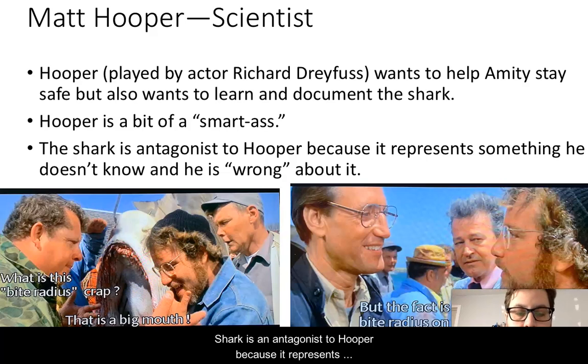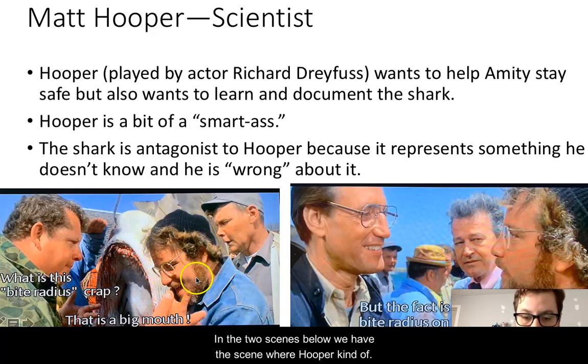The shark is an antagonist to Hooper because it represents something he doesn't know and that he is often wrong about. All of his attempts to use science to understand the shark and stop the shark fail. Eventually he can't succeed just using his intelligence and his knowledge.